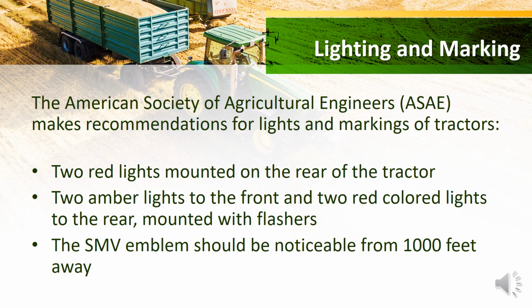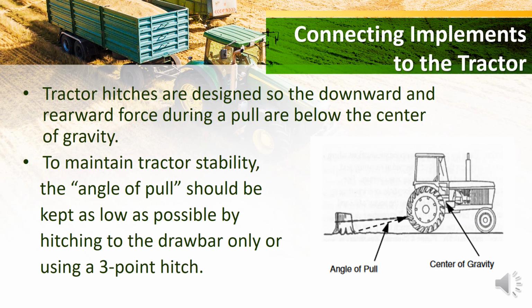Let's talk about lighting and marking. The American Society of Agricultural Engineers has made recommendations for the lighting and markings on the trailer or the tractor. You should have 2 amber lights to the front and 2 red lights to the rear, mounted with flashers, and your SMV emblem should be noticeable from about 1,000 feet.